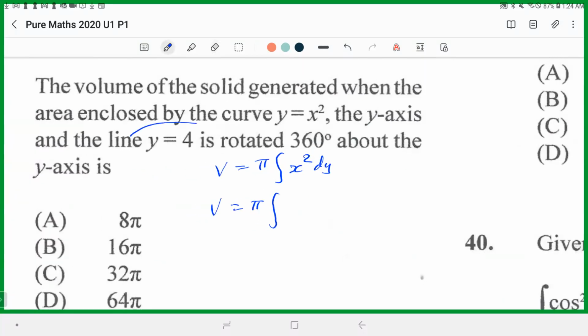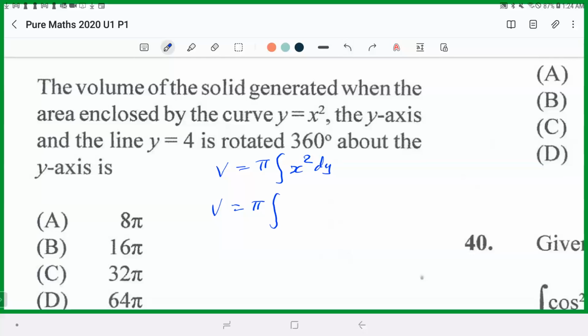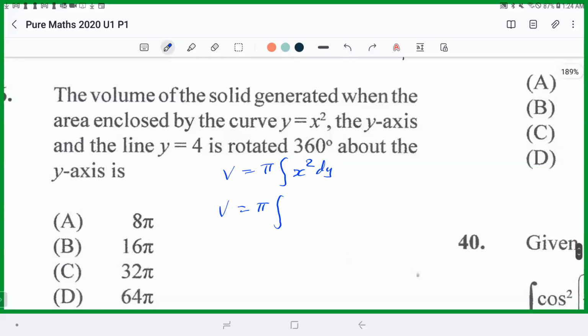It has to be x something. All right, so x squared is just y. This becomes the integral of y dy between 0 and 4.